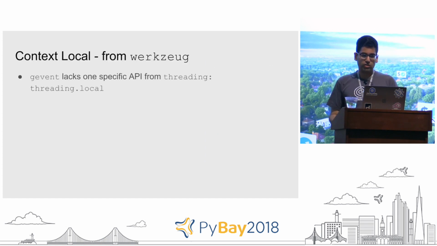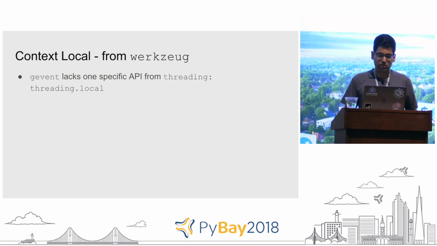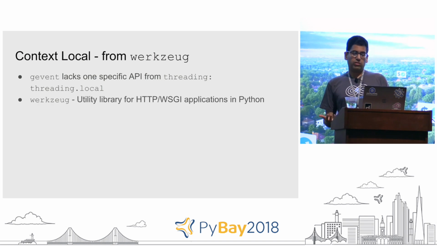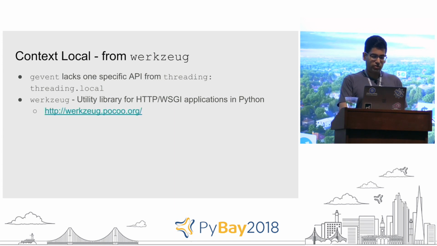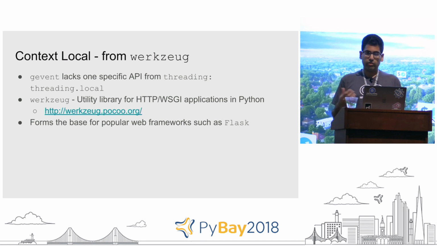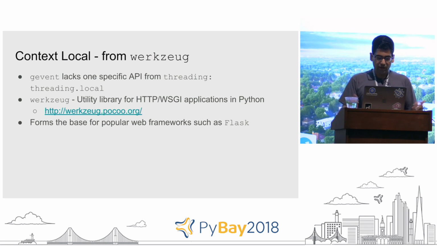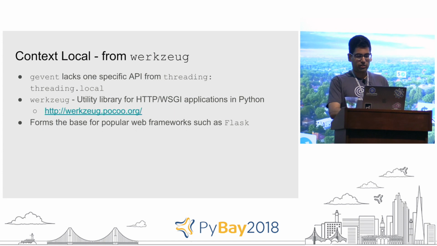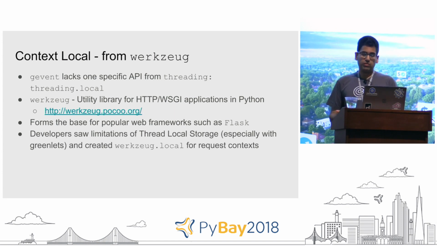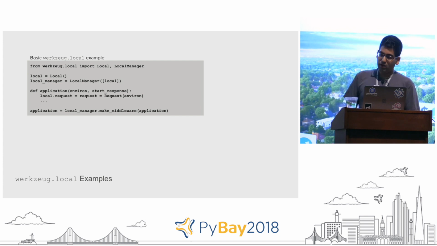Now, we're actually missing a specific API. This threading.local class does not exist in gevent. So enter Werkzeug. This is a library for developing HTTP and WSGI applications in Python. Here's the URL. It forms the base of the popular web framework Flask. We just showed you a Flask application in our example here, and it forms the base behind that. The developers of this library saw the limitations of thread local storage, especially with greenlets, and realized that we need to create our own local that is more compatible with request contexts in the gevent world. So here's the basic example.